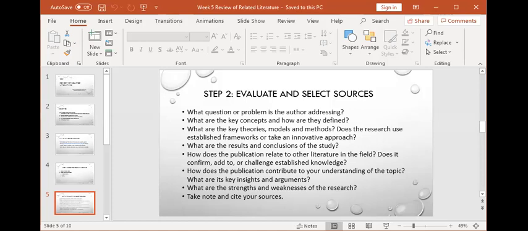What are the results and conclusions of the study? How does the publication relate to other literature in the field? Does it confirm, add to, or challenge established knowledge? How does the publication contribute to your understanding of the topic? What are its key insights and arguments? What are the strengths and weaknesses of the research? Take note and cite your sources.